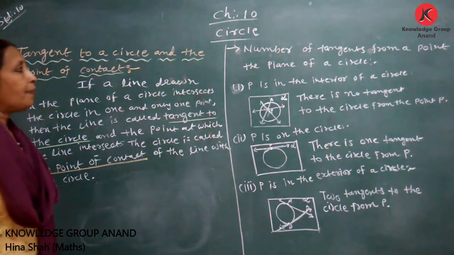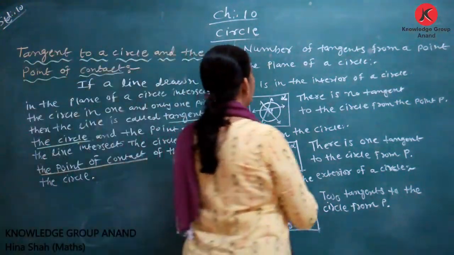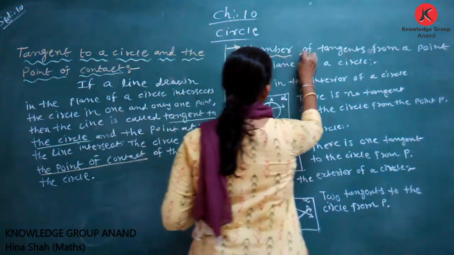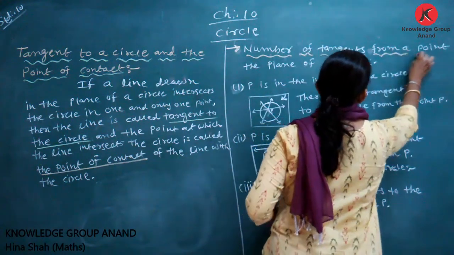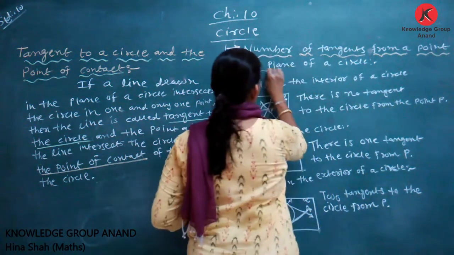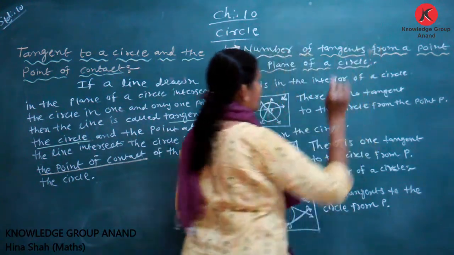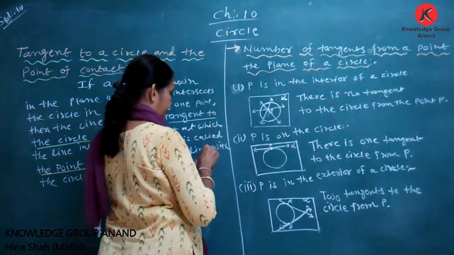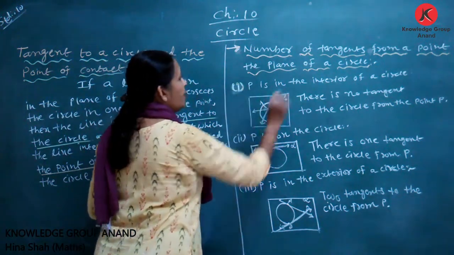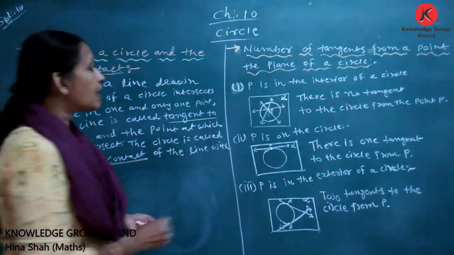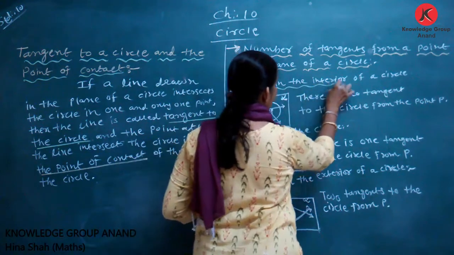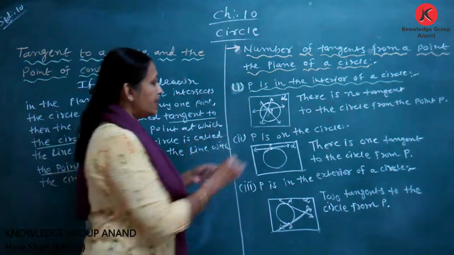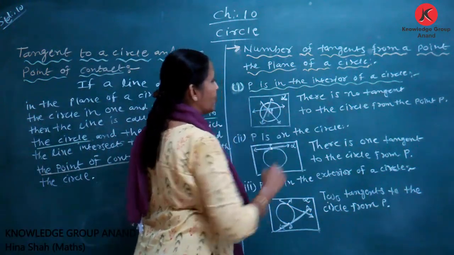Number of tangents from a point to a circle in the plane of a circle. How many tangents can be drawn from a point in the plane of a circle? Number 1. P is in the interior of a circle. Suppose P is an interior point. Then how many tangents can we draw?